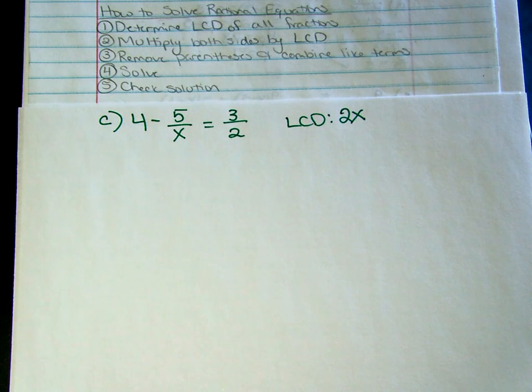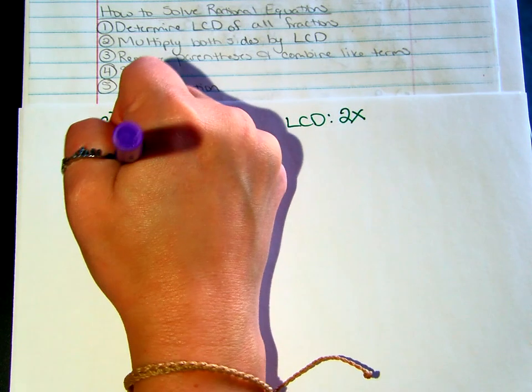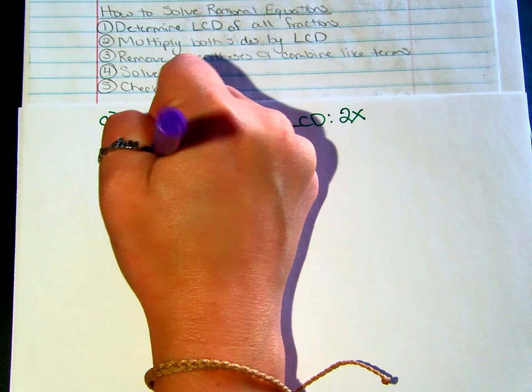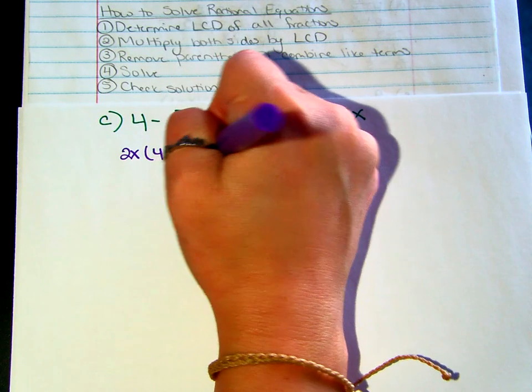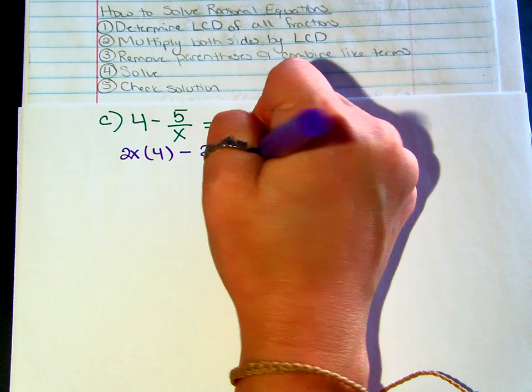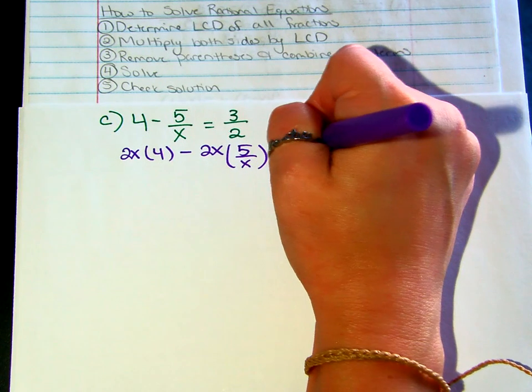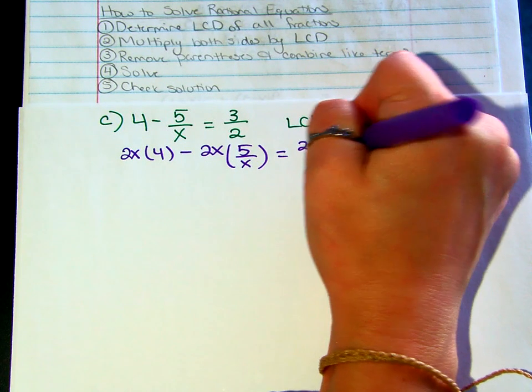Which means nothing changes in how I'm going to do this problem, except now I'm going to multiply every single term by 2x. So I'll take 2x times 4, 2x times 5 over x, 2x times 3 over 2.